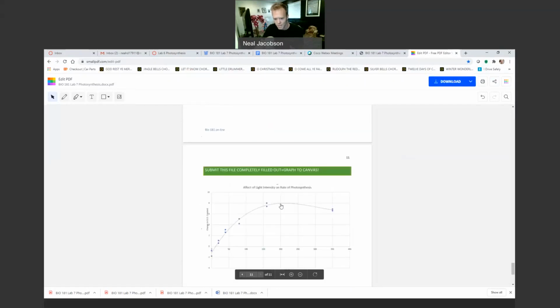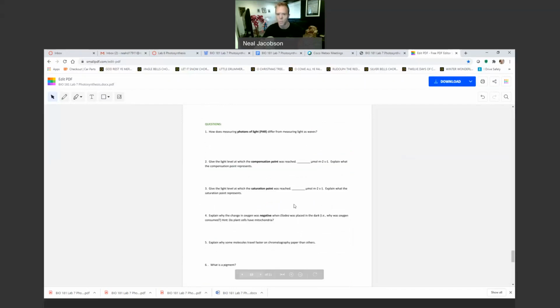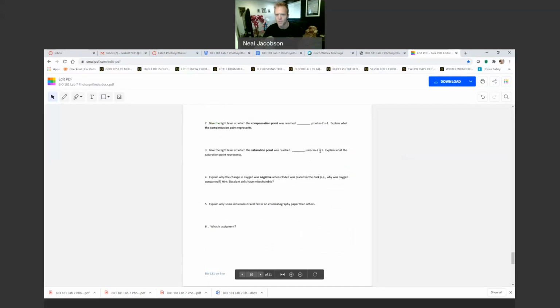And so that saturation point is somewhere up here. We can see where it kind of tops out. We can see it's a very peak here, probably about 200 micromoles per meter squared per second. So that's the saturation point. It was about 200 micromoles per meter squared per second.